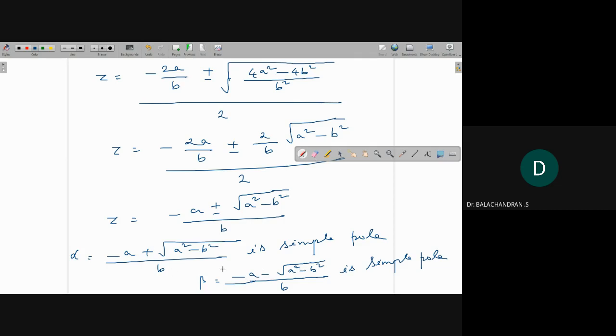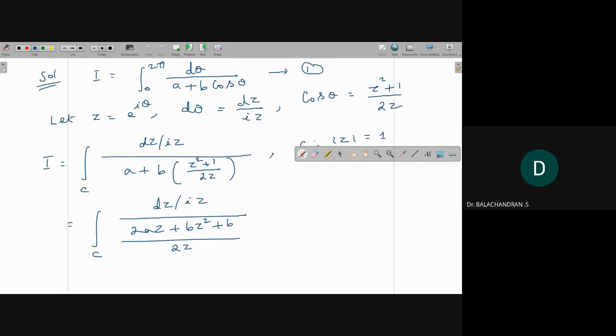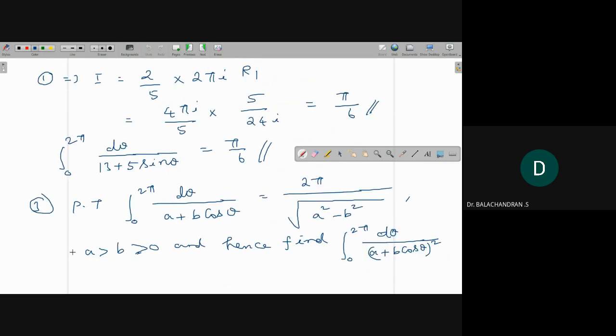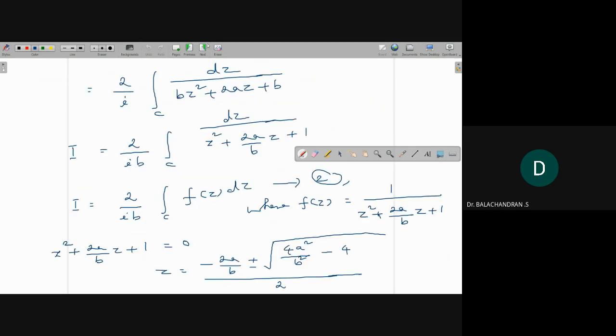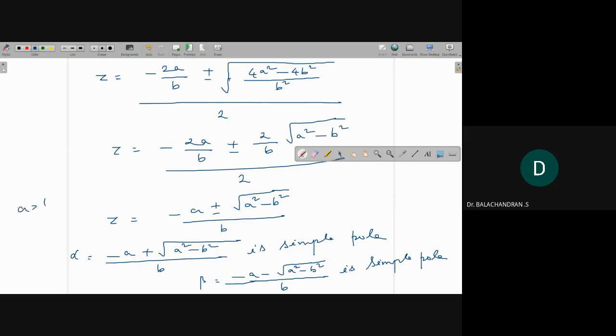Now we need to find out which one lies inside and which one lies outside. There are two methods. One is the easiest method, another is also easier, that's the proper method. In the problem a greater than b greater than 0, so it is given. Now I am going to use this idea. So you take a equal to 2, b equal to 1, for example. So that's why I told that it is the easiest method. If I substitute here, what will you get? Alpha and beta, please tell.